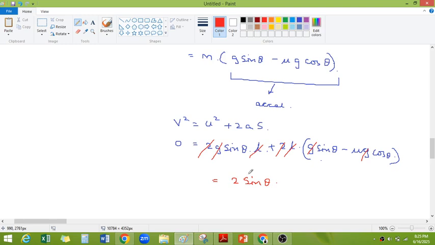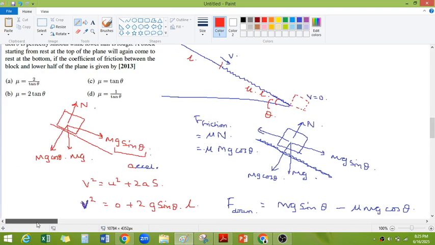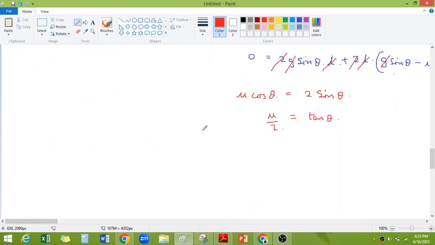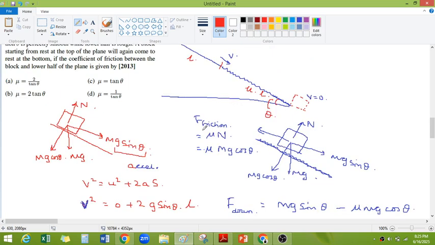The other side it will become minus, will become plus, so mu cos theta. Sin theta by cos theta will become tan theta. So tan theta is equal to mu by 2. So let's see whether we have that option. So mu by 2 is equal to tan theta. So yeah, mu by 2 is equal to tan theta.